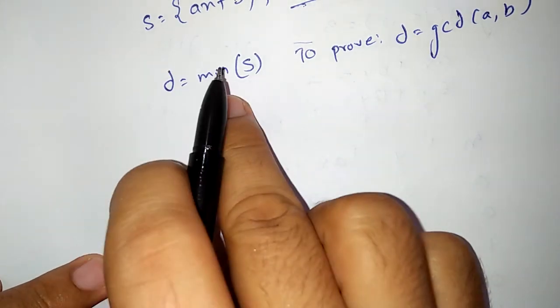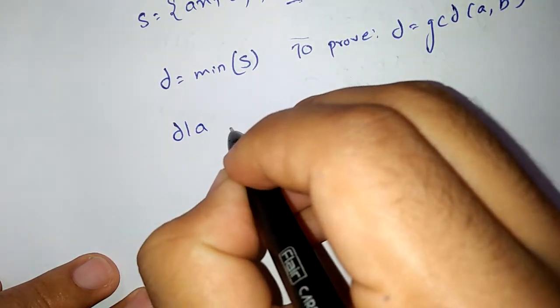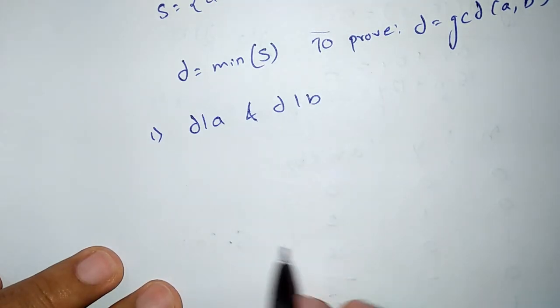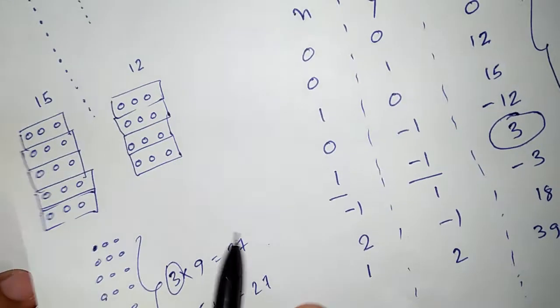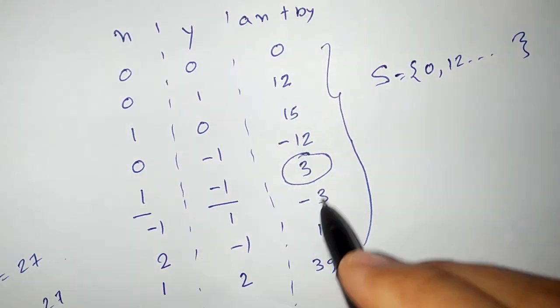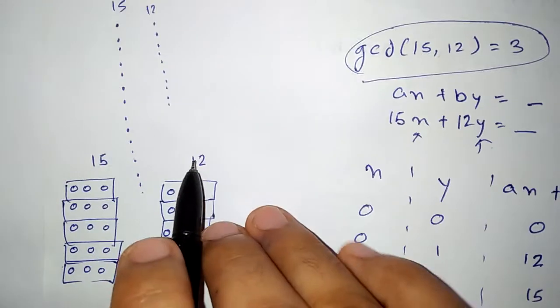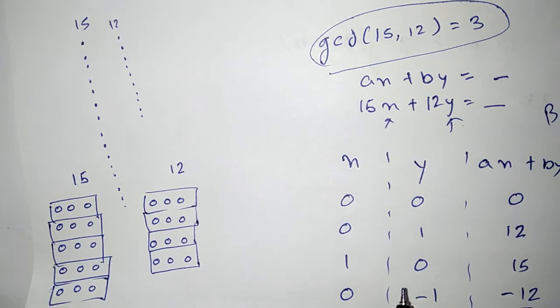If D is going to be the minimum of S, then D will divide A and D will divide B, first of all. If we take a minimum from this set, that minimum is going to divide both A and B. From the figure we know this happens because all we are doing is adding the chunks of the common divisors, and we can produce those chunks of common divisors.